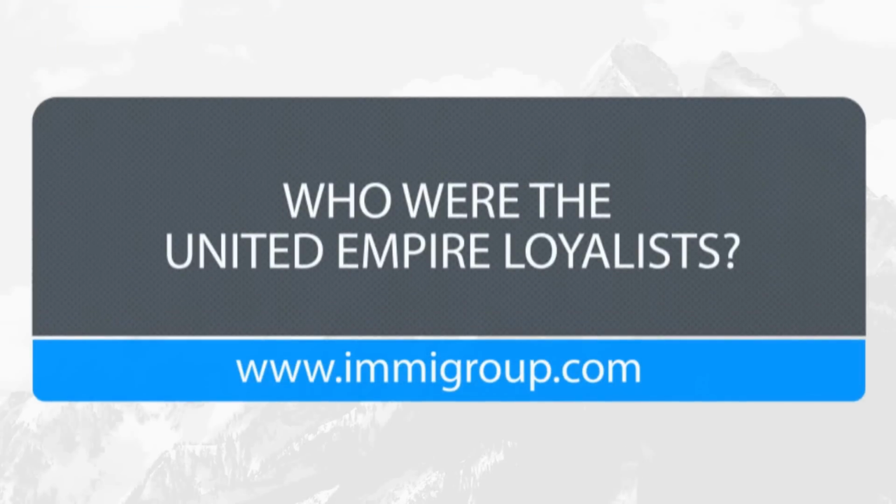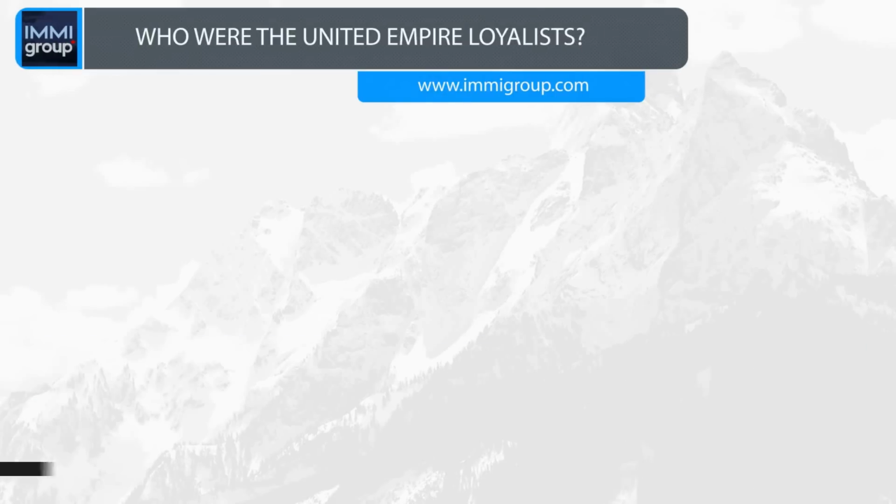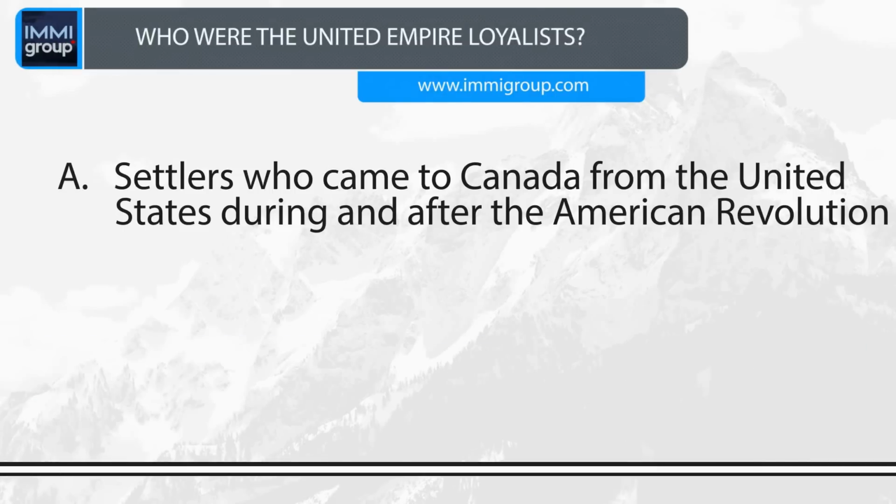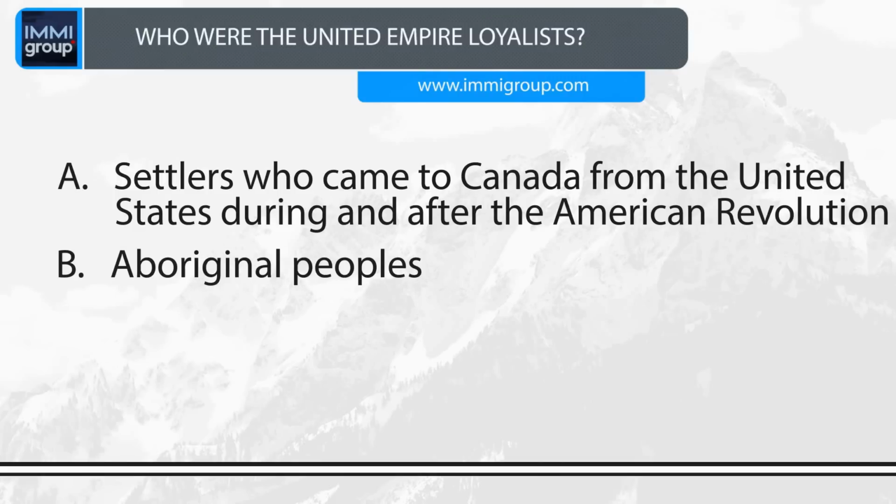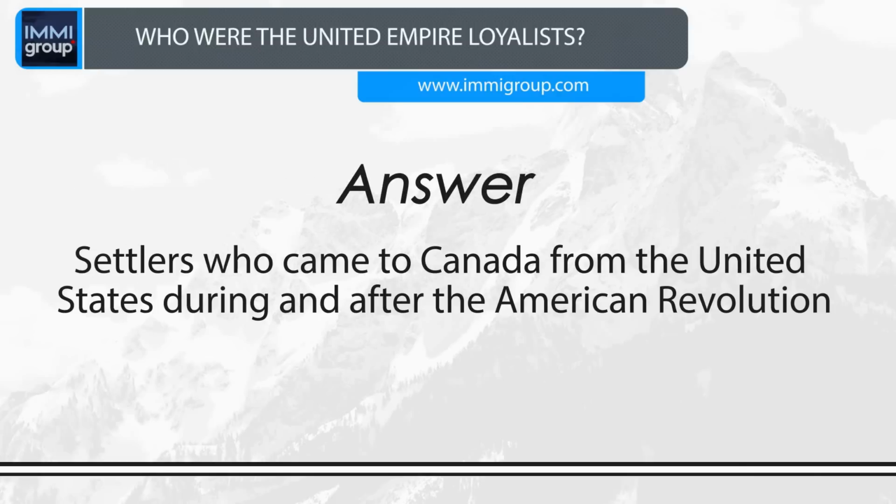Who are the United Empire Loyalists? A. Settlers who came to Canada from the United States during and after the American Revolution. B. Aboriginal peoples. C. Métis. D. Inuit. Answer: settlers who came to Canada from the United States during and after the American Revolution.